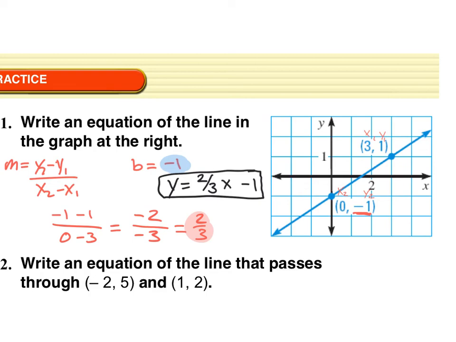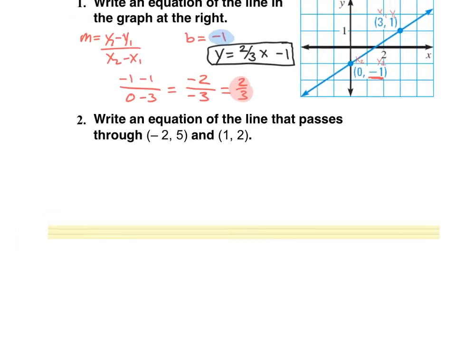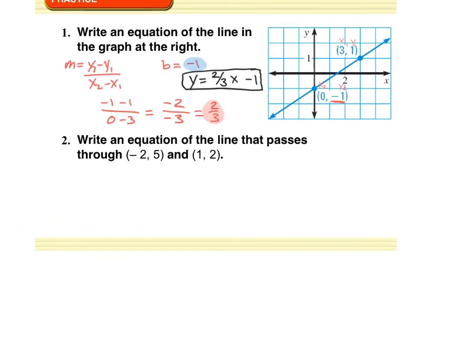Okay, so no picture on this one. Very interesting. Write an equation of the line that passes through (-2, 5) and (1, 2). Not any harder, nothing that we haven't done already. It's just without the picture, all of a sudden, we feel like we're a little bit hung up there.